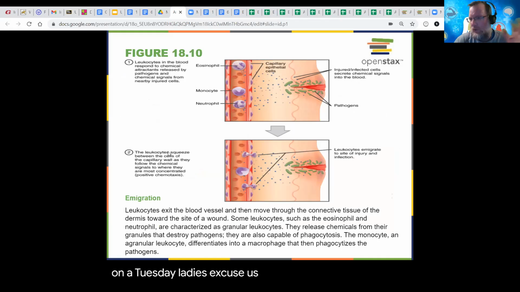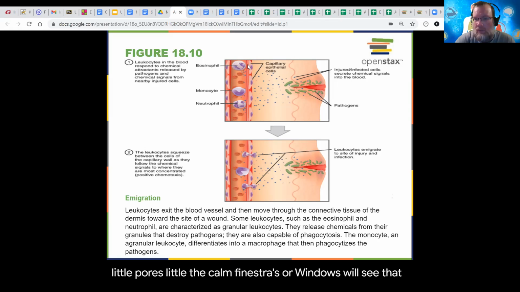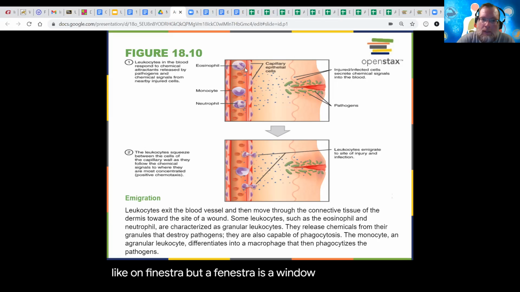These next few slides, real quick, real brief. We've got some leukocyte activity. Remember, leukocytes are white blood cells. What we're seeing is some sort of a capillary, and the capillary is going to have little pores. They call them fenestrae, but a fenestra is a window. Eosinophil, monocyte, neutrophil. Just for example, what they're showing.